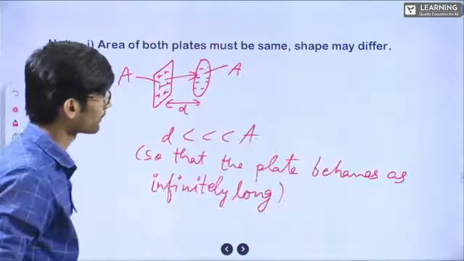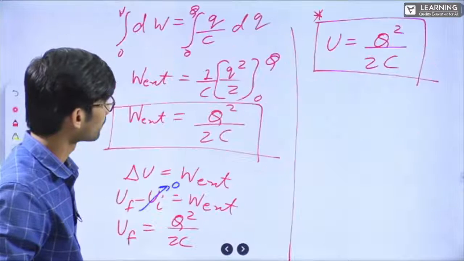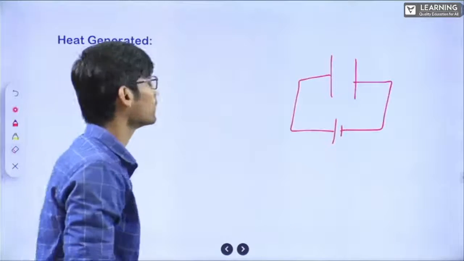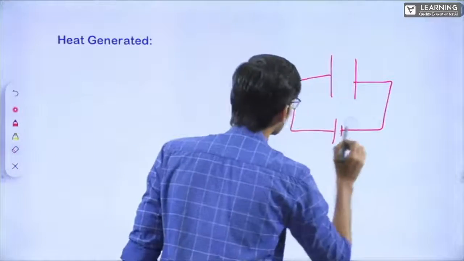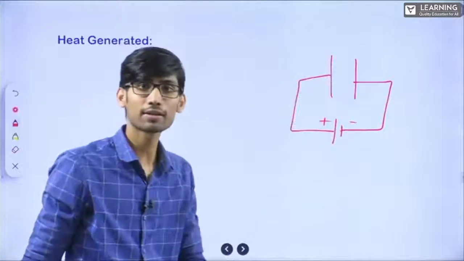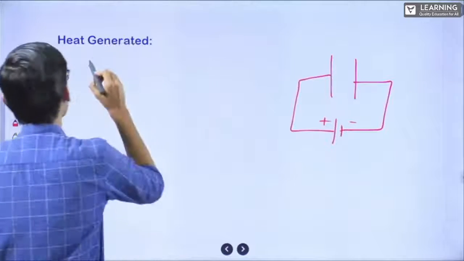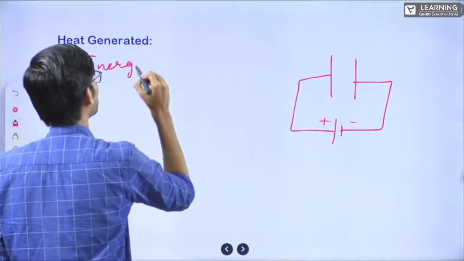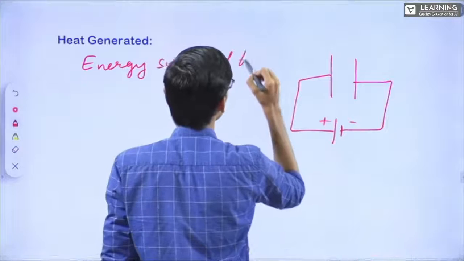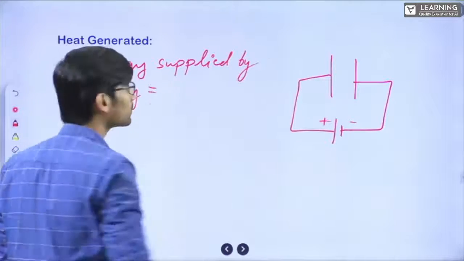All right. Now let's go from where we came. So now this is the battery. This battery is actually charging this capacitor. Battery is giving charge to this capacitor. That means battery is providing energy to this capacitor. Okay. If I ask you energy supplied by battery, that is equal to work done by the battery.